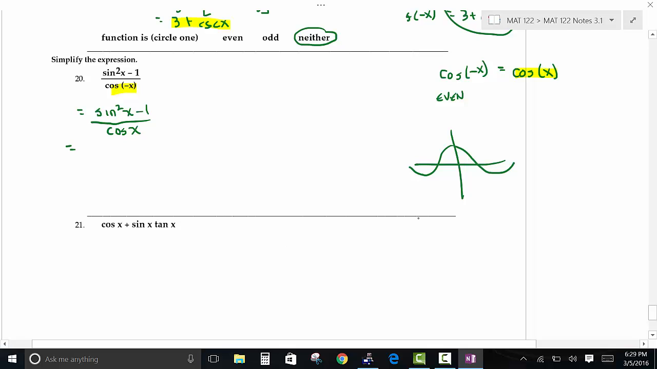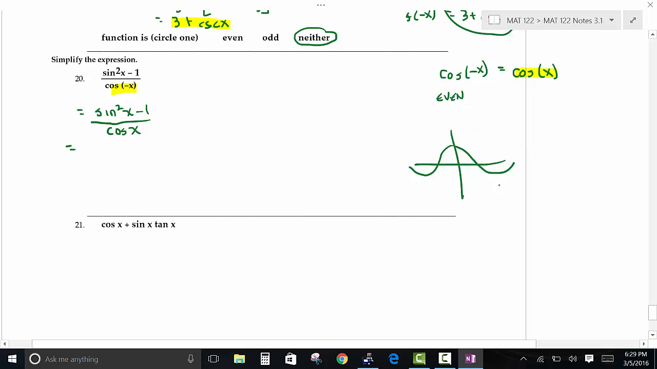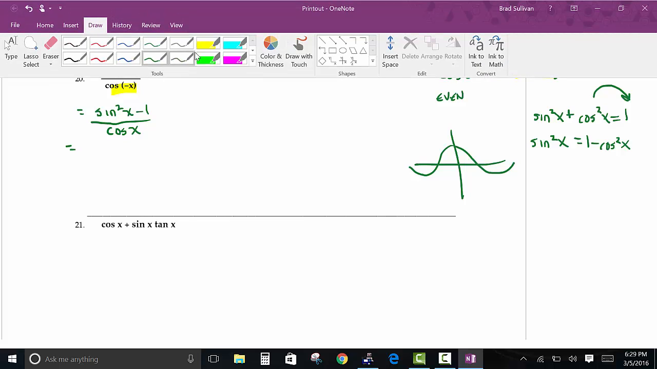Okay, now there's a couple of things that might come in handy on this. One thing that you could consider, let's utilize this identity. So we're going to look at sine squared x plus cosine squared x equals 1. Now, my thought process on this is I'd like to take this sine and turn it into a cosine. So I can take this identity and rearrange it so I get sine squared x equals 1 minus cosine squared x.